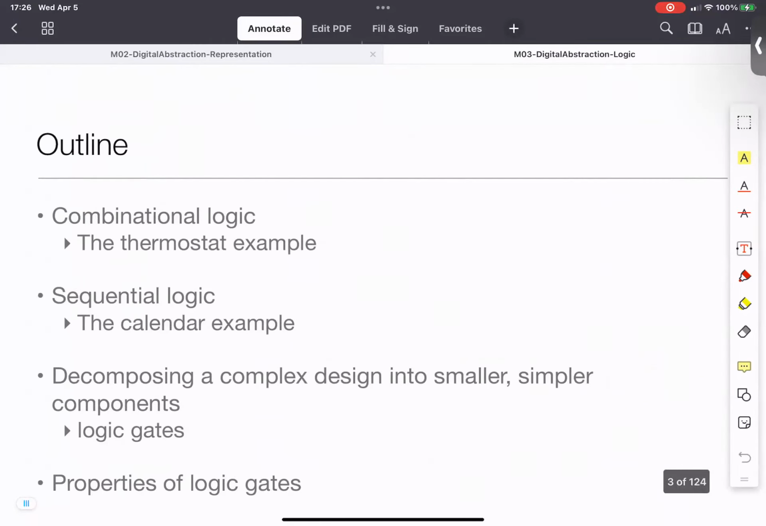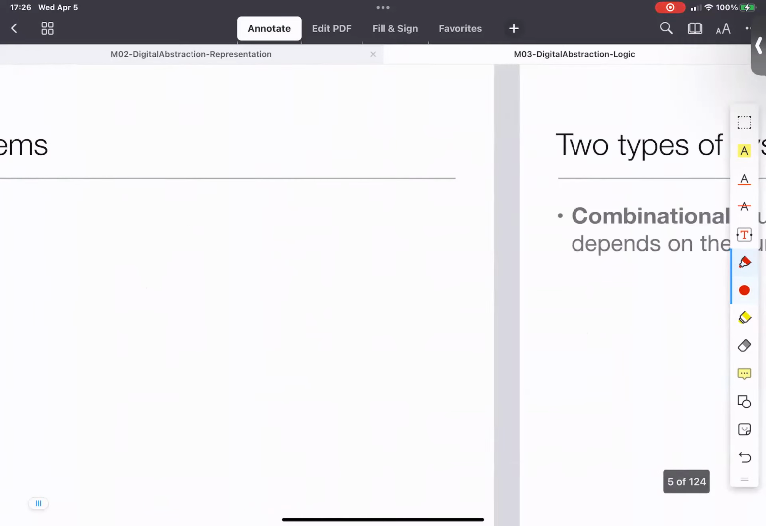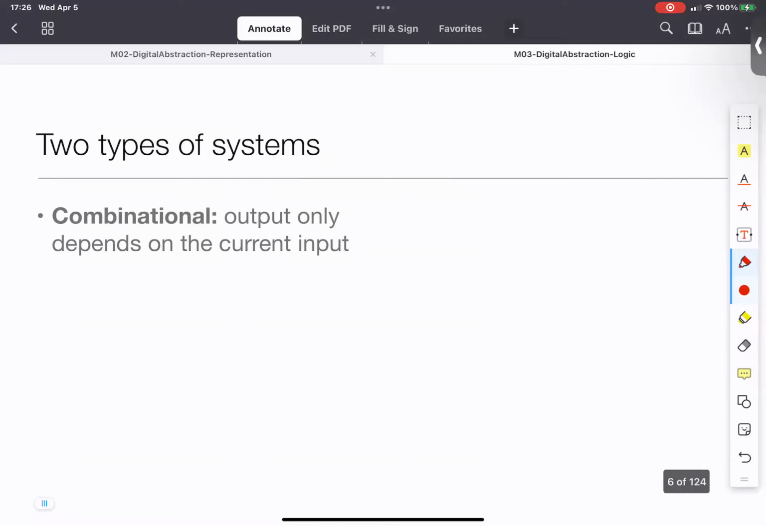Okay, so in particular, we are going to introduce two types of processing that exist in digital systems: combinational logic and sequential logic. And we are going to look at some examples of that. And then we are going to look at how we take complicated things and decompose them, and we're going to look at what those primitives are, which are referred to as logic gates. So that's the part we're going to look at. Okay, so combinational logic.